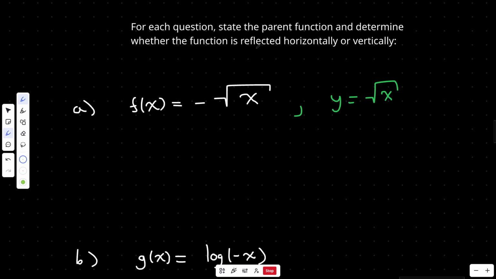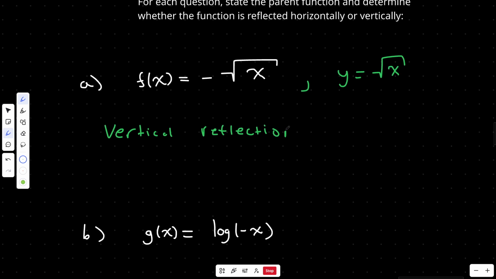And now we have to determine whether it's reflected horizontally or vertically. What I'm seeing here is the negative is on the outside of everything. It's being multiplied into the square root of x. So that means it's going to be a vertical reflection down. So you could say it's a vertical reflection. In other words, the negative's on the outside, so all our y values are being multiplied by -1. So it's being vertically reflected.